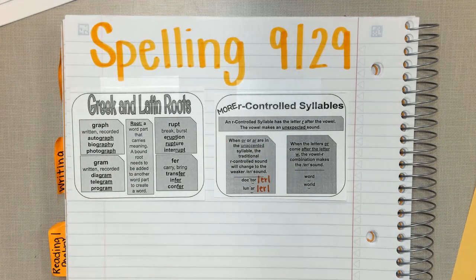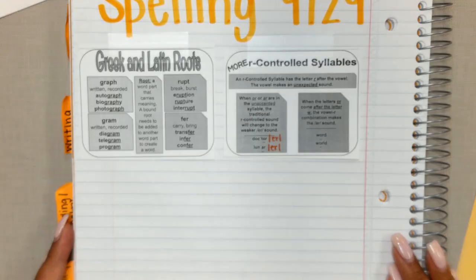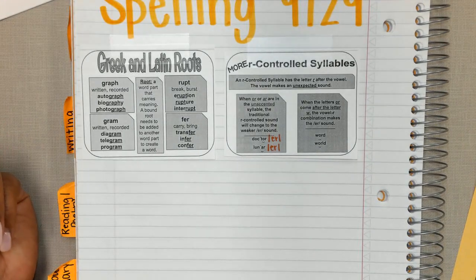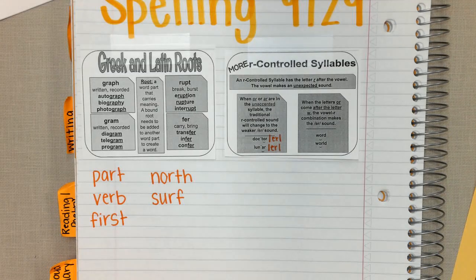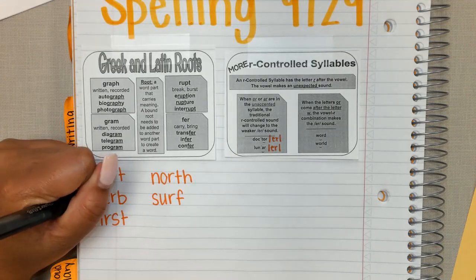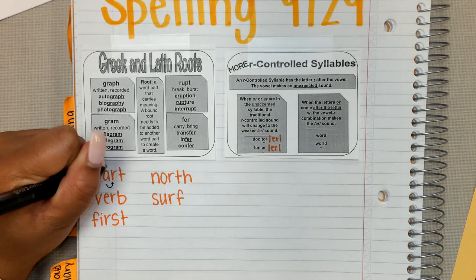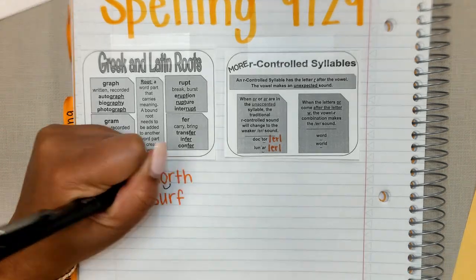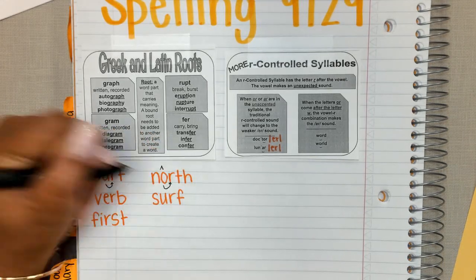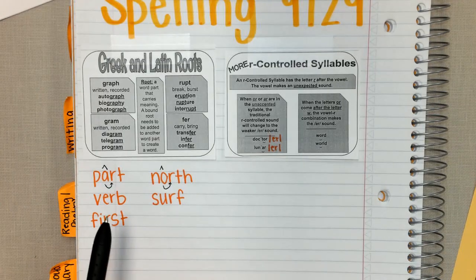You are still coding it the same way using an arc and a circumflex. So we're going to write these words in our notebook. So now you have these words in your notebook, and we're going to code them the same exact way. So you have your arc and your circumflex. Arc and circumflex. Practice using that weaker sound.